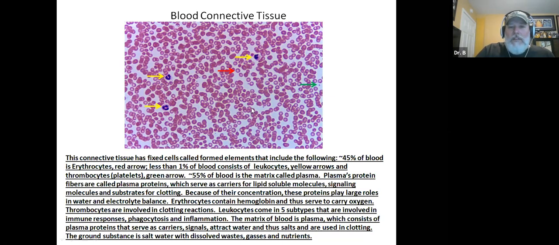So again, be able to identify thrombocytes, leukocytes, and erythrocytes. Don't just put red blood cells, white blood cells, platelets. Put thrombocytes, leukocytes, erythrocytes on this slide of blood connective tissue. And again, you don't have to put blood connective tissue. If you just put blood, that'll be fine.